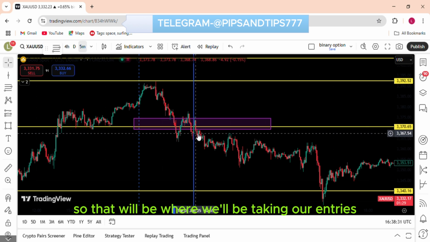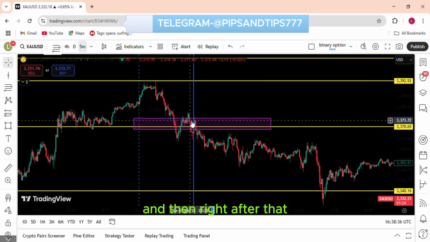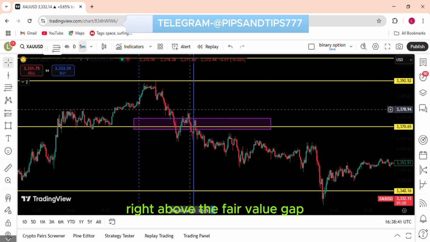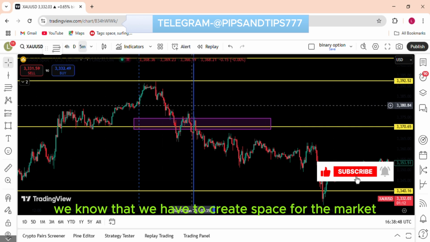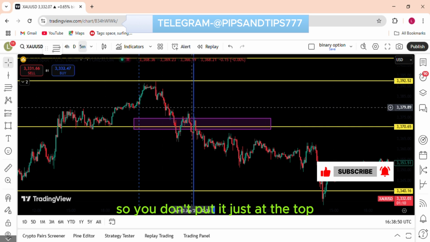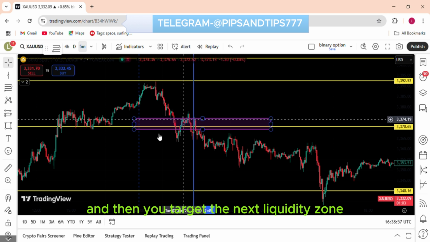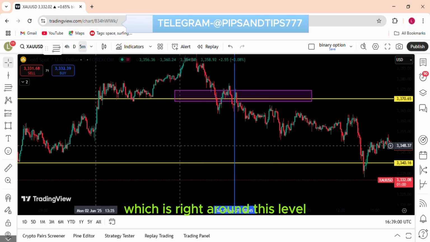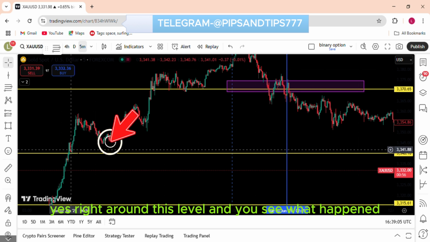So that will be where we'll be taking our entries, and then right after that, we're going to put our stop loss right above the fair value gap. But always we know that we have to create space for the market, so we don't put it just at the top. You just give it some breathing space at the top here, and then you target the next liquidity zone, which is right around this level.